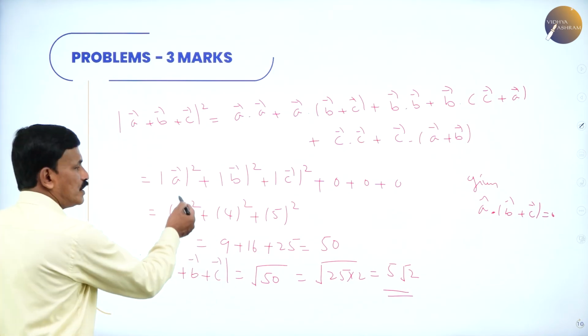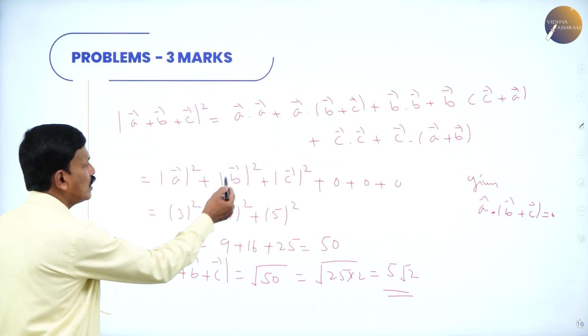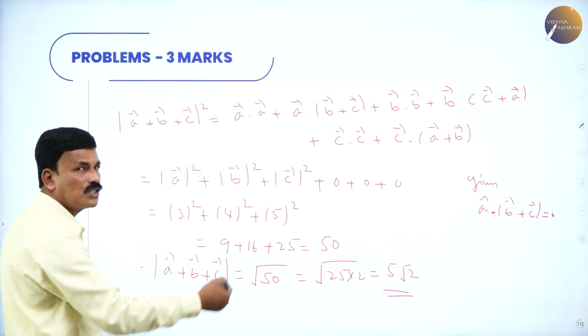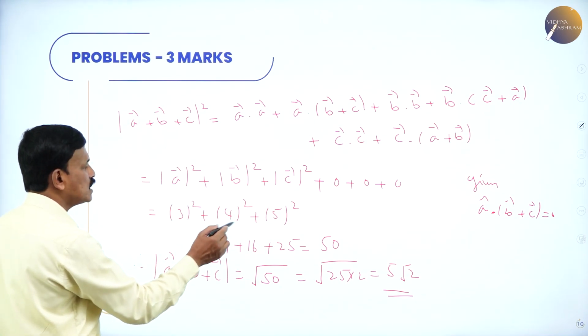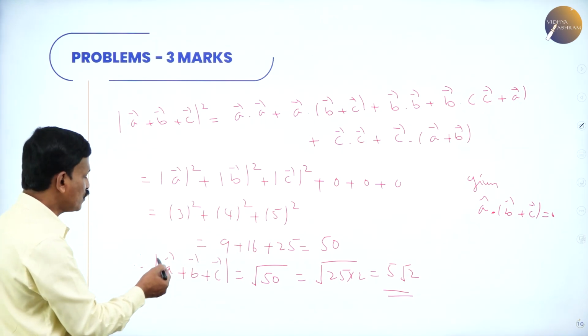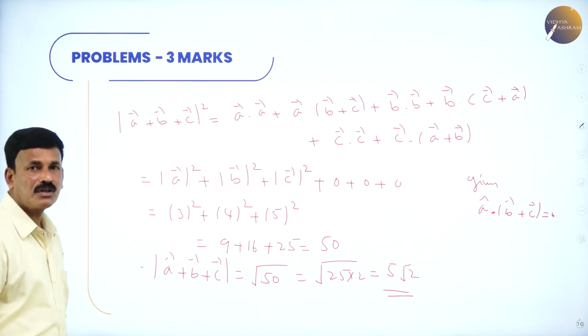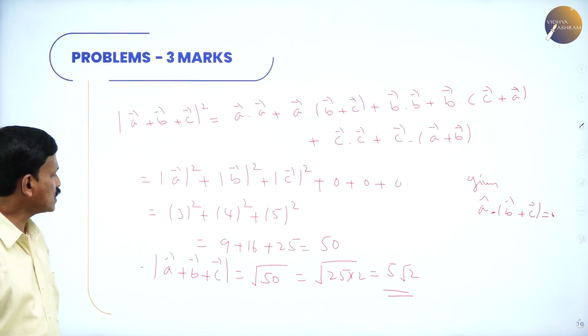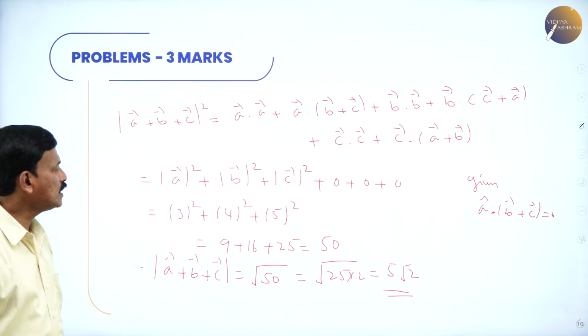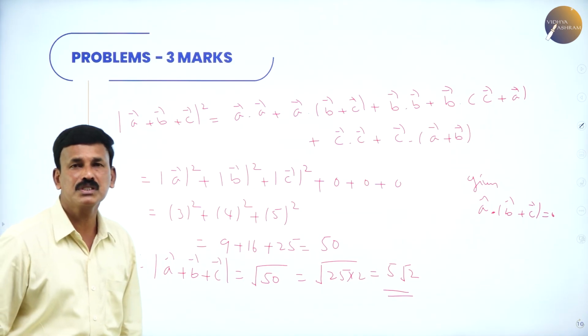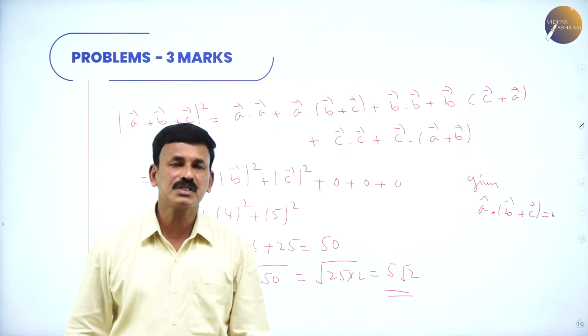Now, what is given? Length of A is 3 square, length of B is 4 square, length of C is 5 square, plus 0. 9 plus 16 plus 25 is 50. Therefore, the magnitude, that is the length of vector A plus vector B plus vector C, is equal to square root of 50. That is equal to 5 root 2. This is the required answer. Hope you followed this.